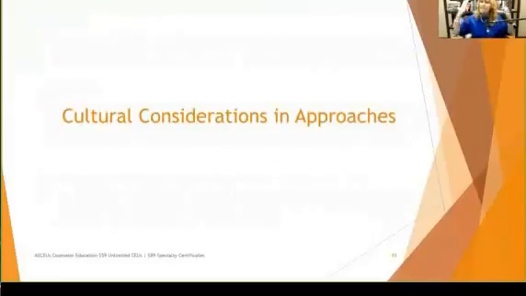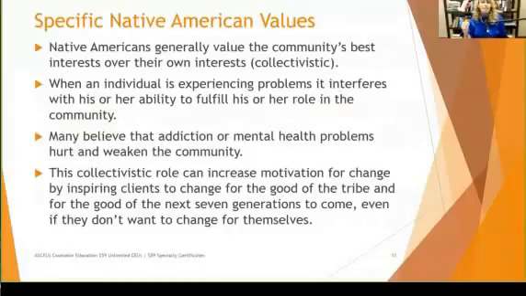Okay, so that's kind of your demographics. That gives you an idea about what might be underlying some of the stuff that we're going to talk about. Specific Native American values that we need to consider in tailoring our approaches. Native Americans generally value the community's best interest over their own individual interests. So they're a collectivistic society, and every culture that we're talking about this week, they're all collectivistic. And typical American society is individualistic.